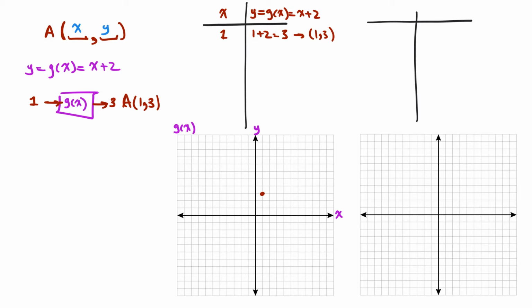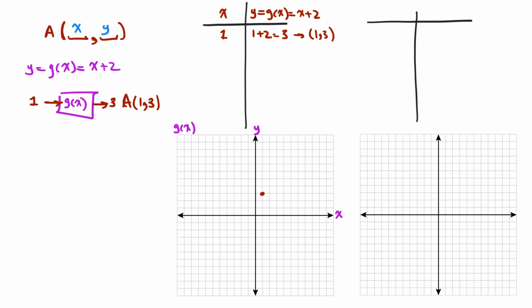Let's insert a few other points. So this relationship or this equation that we have, y is equal to g of x or y is equal to x plus 2, should give us all the points. So we can take 10,000 points, we can take 3 points, we can take 4 points. We need at least 2 points to really represent this line.